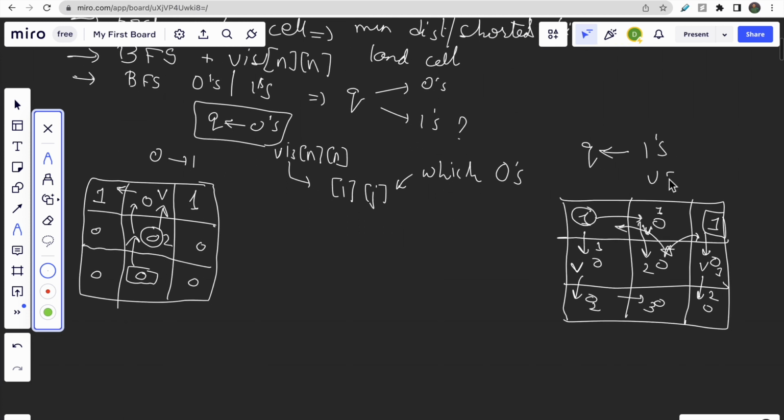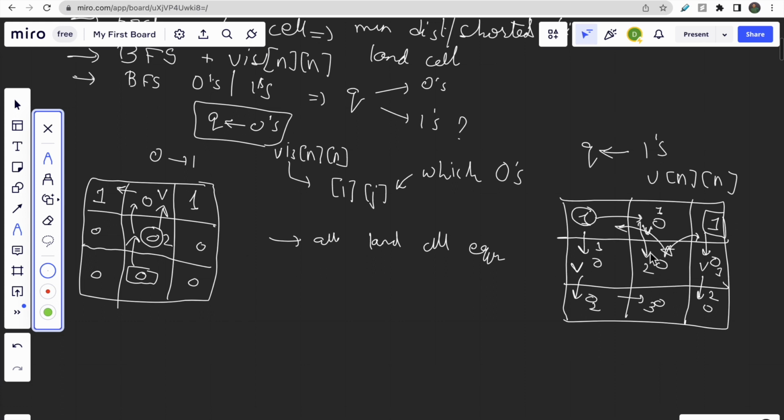We have to store which zero has visited that cell. But here it's simple. We will keep a visited array of size n cross n, and we don't care which land cell has visited that zero cell. I hope these things are clear. It's simple: you just need to decide whether you go from water cell to land cell, or from land cell to water cell. The simple thing is all water cells are not equal because of the distance, but all land cells can be treated equal. Whichever land cell visits that water cell first, it's one and the same.